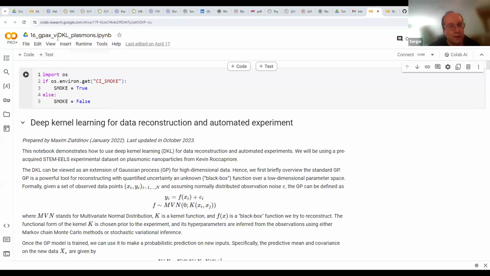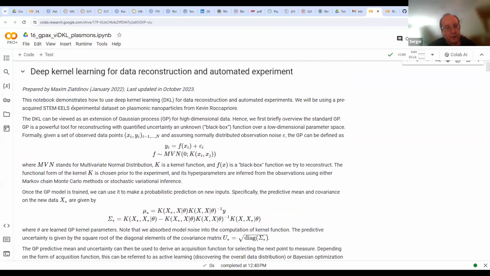So I have put several examples on GitHub. Let me share with you one of them and look at a conventional example from Maxim of how the DKL for discovering the plasmonic structures looks like.